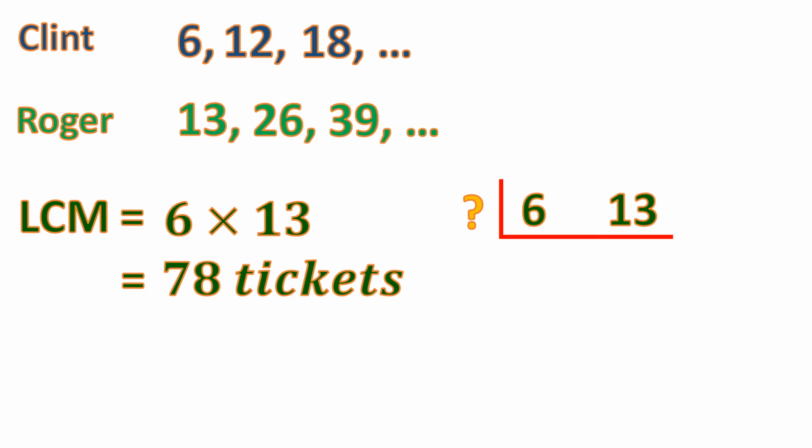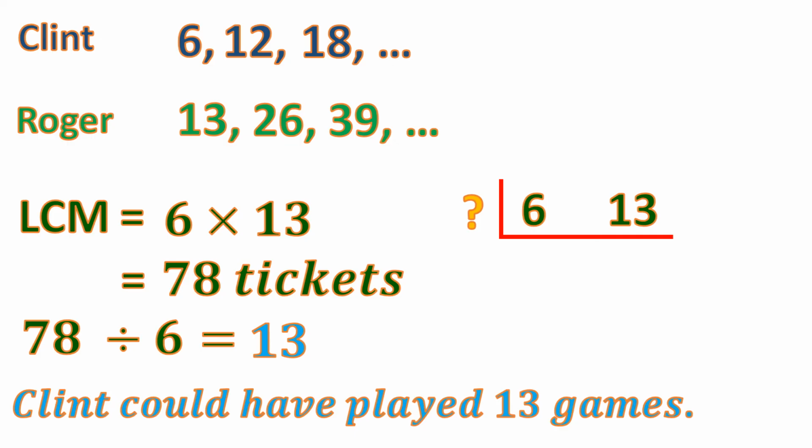And so let's continue solving, because it's asking for the number of games played by Clint. It's not asking for the number of tickets. So let's only solve for Clint. 78 divided by 6, because it's 6 tickets for every game played. So 78 divided by 6 is 13. So this means Clint could have played 13 games.